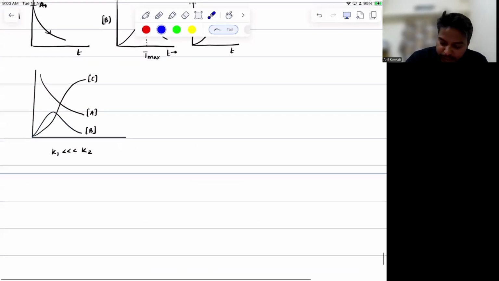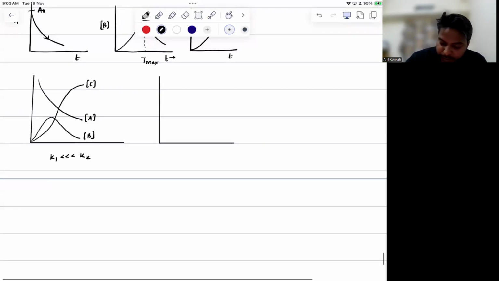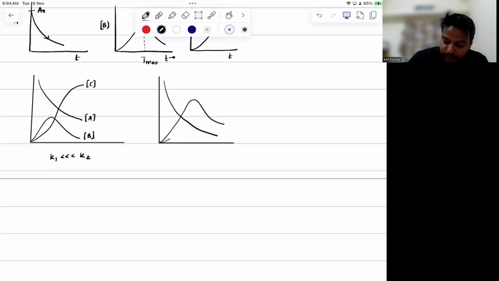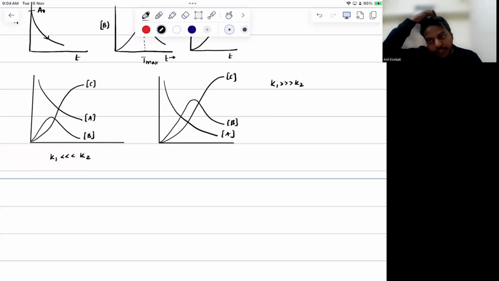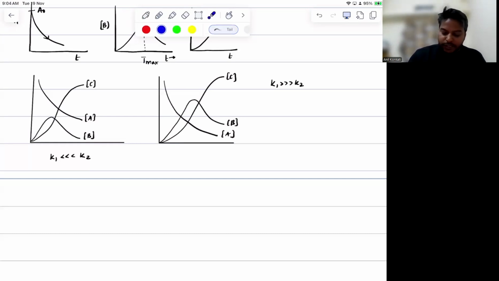Second case is when we have A diminishing this way, correct? And B is forming something like this, and then C is going like this. So this is concentration C, B, and then A. So in this case, K1 has to be much greater than K2 so that we'll get sufficient concentration of B at maximum. Okay. Now these are the graphs we need to know, in which case what is the issue.